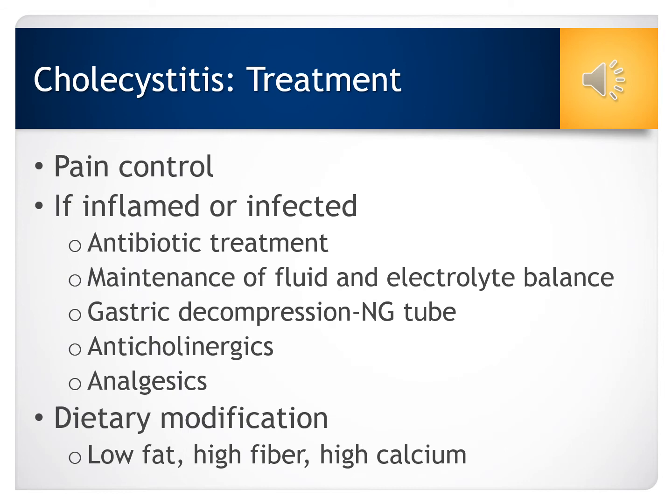During an acute episode of cholecystitis, treatment usually focuses on pain control and controlling possible infection with antibiotics. There may also be maintenance of fluids and electrolyte balance. An NG tube may be inserted to decompress the abdomen. The patient may get anticholinergic and analgesic medications. And once the pain is controlled and the inflammation is reduced, dietary teaching must happen to teach the patient to follow a low-fat, high-fiber, high-calcium diet.